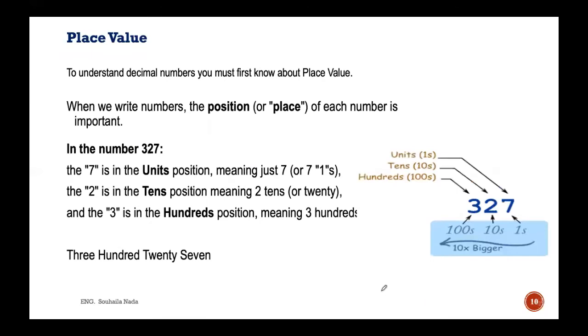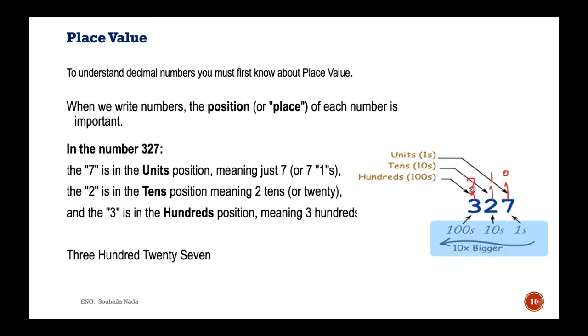Let us see, 327. The 7 is in the first place. We call the first place position 0. What about the second? The 2 in the second place represents position number 1. What about the 3? The place of the 3 represents position number 2. So 7 has position 0, 2 has position 1, 3 has position 2.